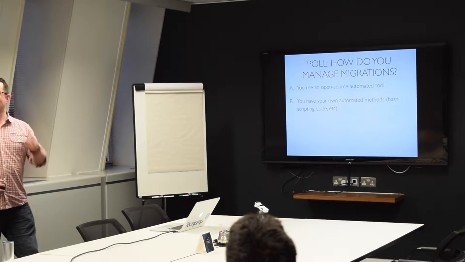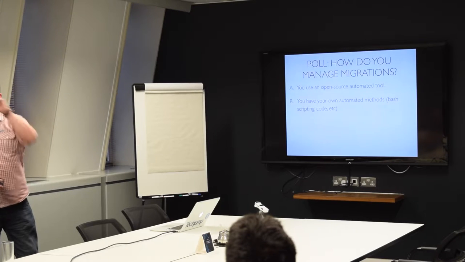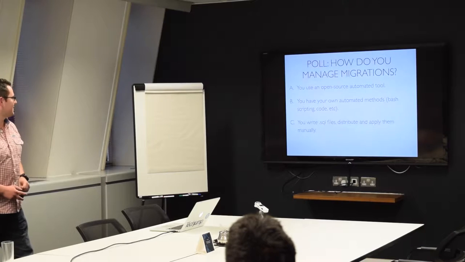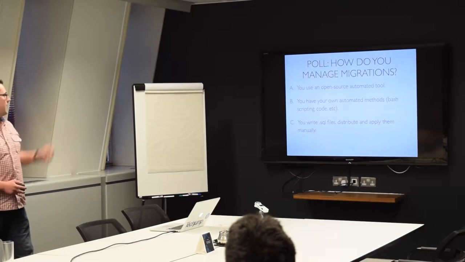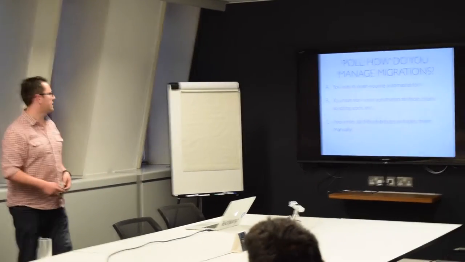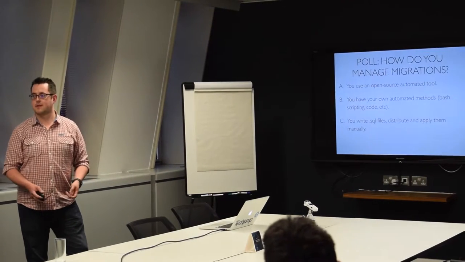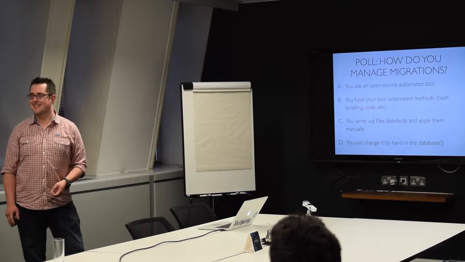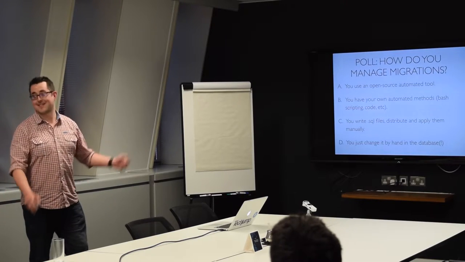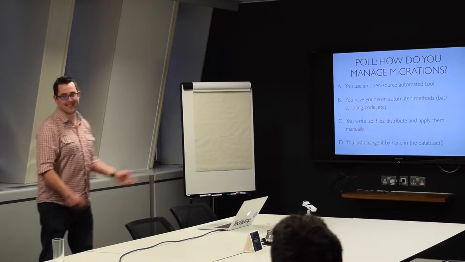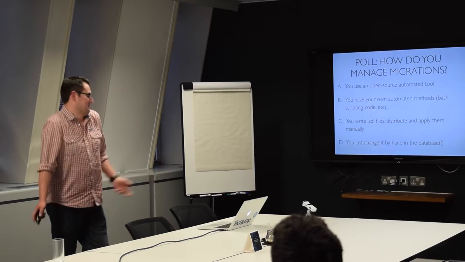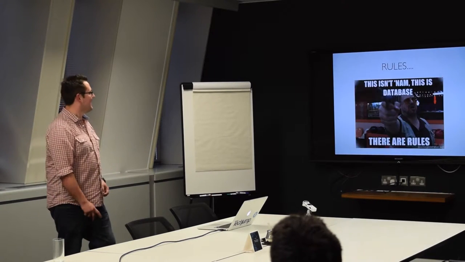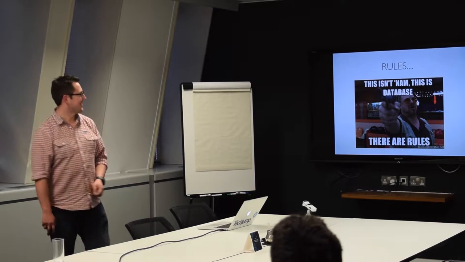Stop me when you see something that you did yourself. Yeah, I did. Automated tools, yeah, I remember that from last month. I saw your schema change code. This is by far the most common, right? SQL files, pass them about between environments. And then a lot more common than I expected. Just changing it by hand in the database, just go on to production, make the change, done. I'm not a big fan of just changing it in production.